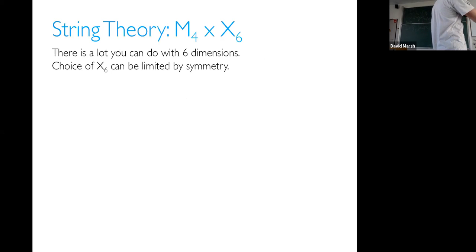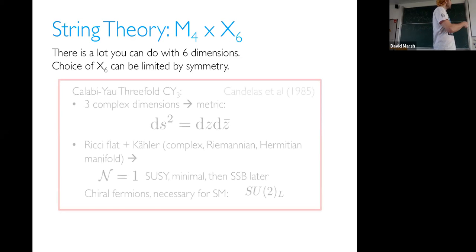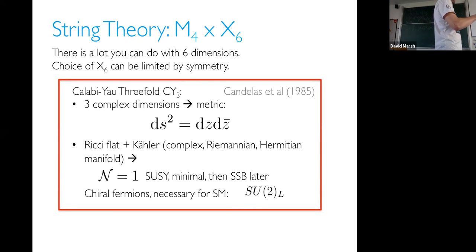So, when you compactify string theory, you have to get rid of 6 dimensions. And there's a lot more you can do than just have a torus. You don't have to just have 6 copies of S1. You can have many, many different types of manifold. But you can limit your choice by demanding some kind of symmetry of your 4D theory that you want. And this was famously done by Candelas, Horowitz, Strominger, and Witten in 1985.